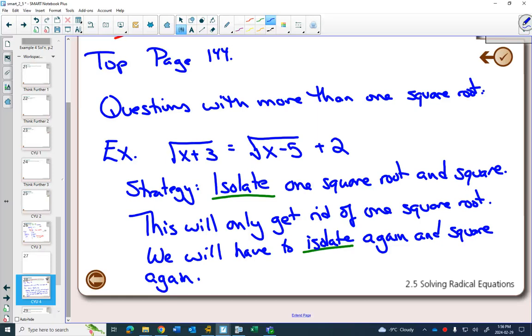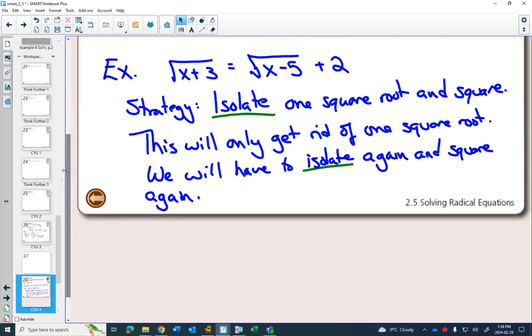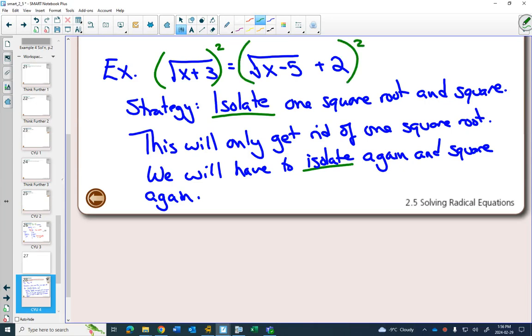So what does that mean? It doesn't matter which one you want to isolate. Currently, my square root of x plus 3 is already by itself. So it makes sense. One of them is isolated. I can square both sides. Now, when showing the work to square both sides, put the whole side in brackets and square it, which means this whole side has to go in brackets and square as well.